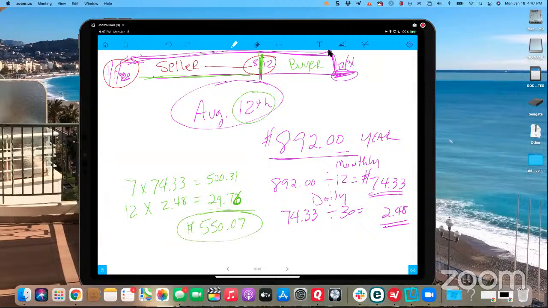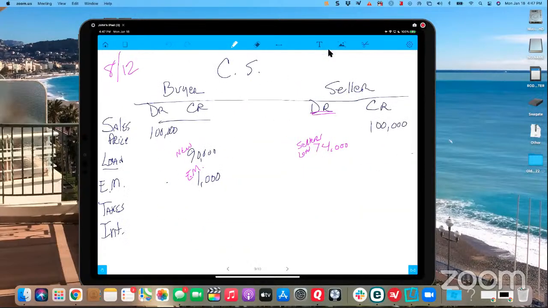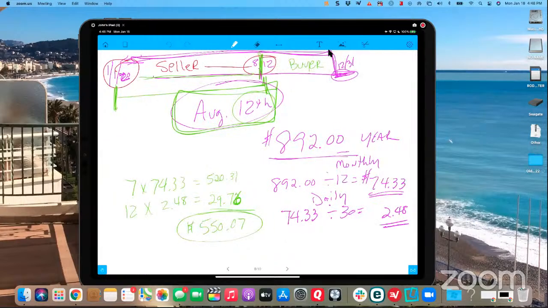Okay. So that's the taxes from January 1 to August 12th. See that? So how's that going to show on the closing statement? Well, we're going to debit the seller. Why are we charging them? Because they lived in the home from January 1st to the day of closing.